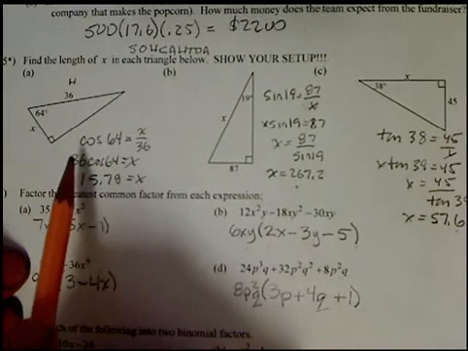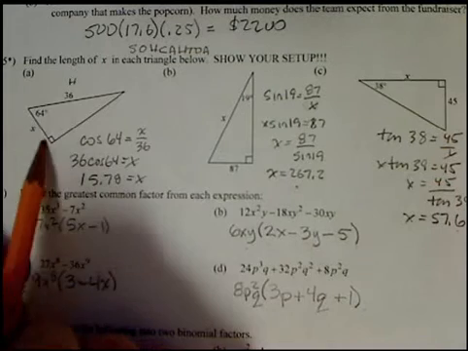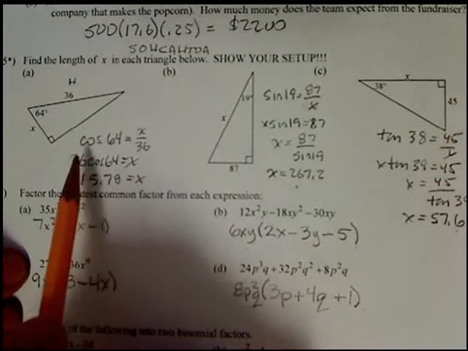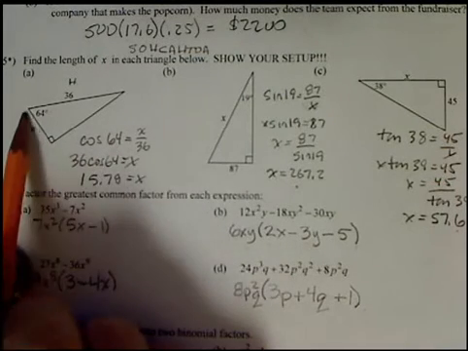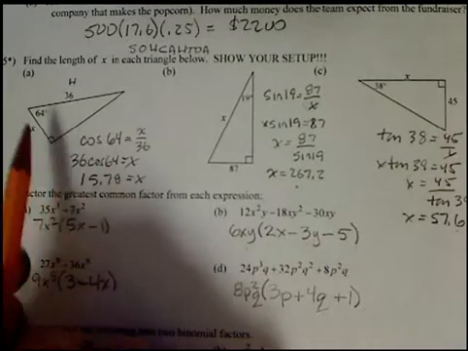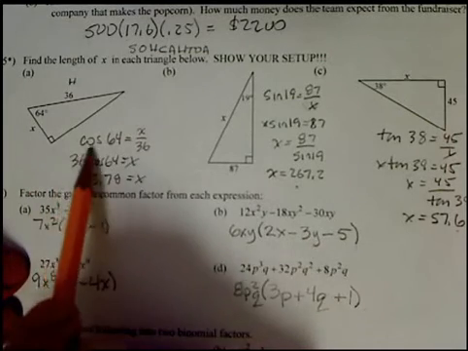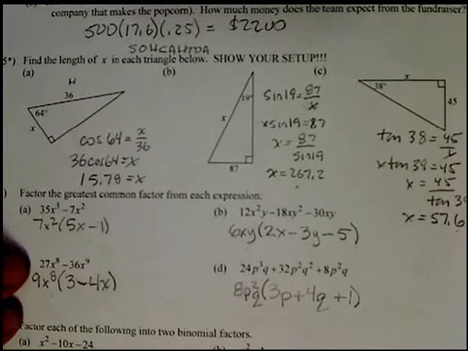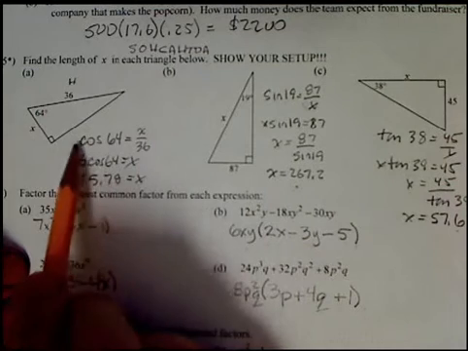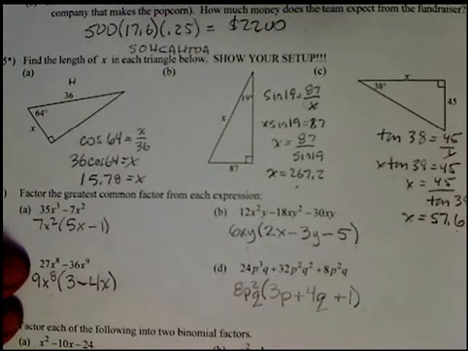So we're going to do cosine. We have adjacent and hypotenuse. So cosine of 64 is equal to the adjacent side, which is x, over 36. Make sure you write out COS and not just C. Multiply by 36, calculate it out on your calculator, and you get 15.78.